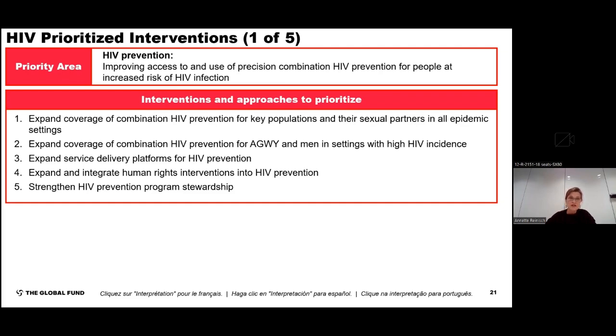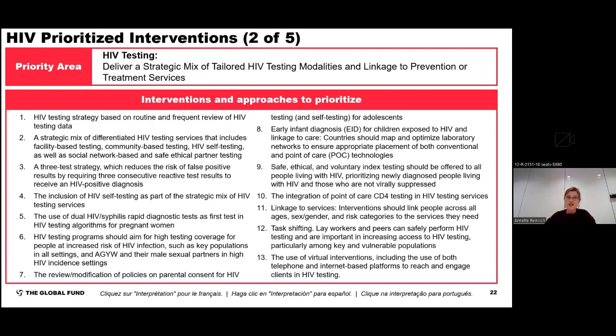Next slide, HIV testing. Secondly, HIV testing, which focuses on the delivery of a strategic mix of tailored HIV testing modalities and linkage to treatment or prevention. Differentiated models of HIV testing services need to be scaled up in many settings to achieve global targets. And we would encourage including innovative testing approaches. The information note recommends 13 interventions and approaches for prioritization. Next slide, please.